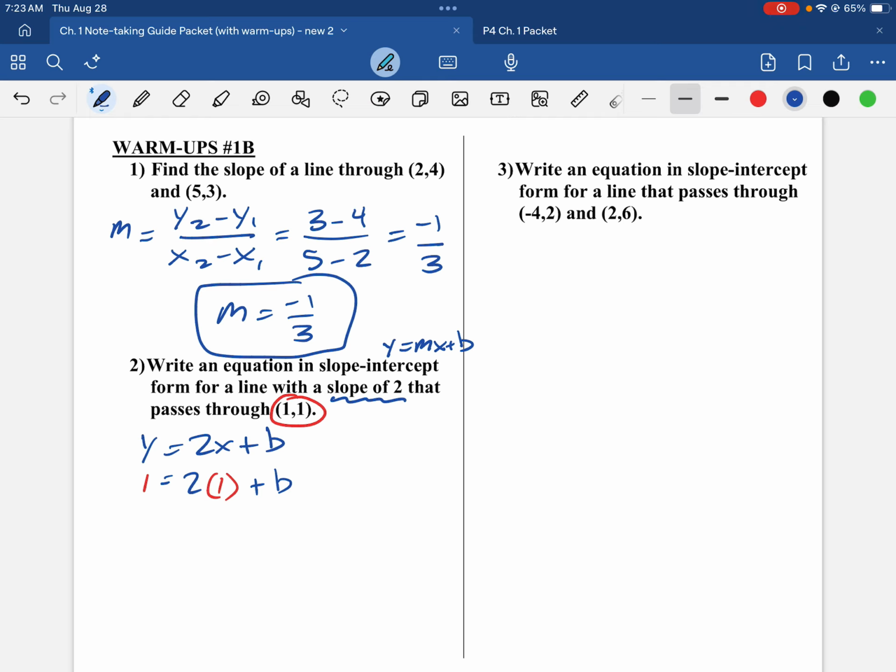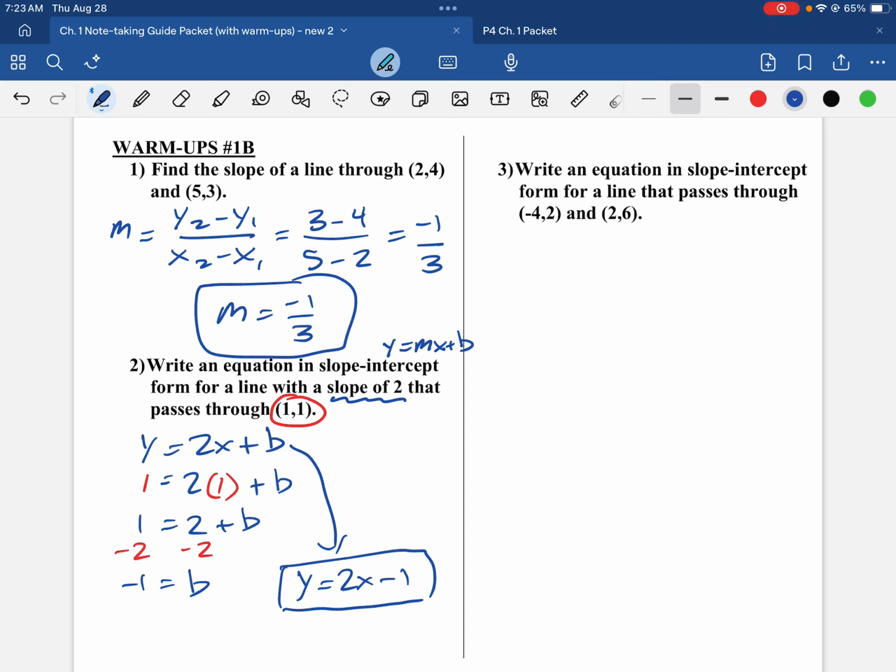Okay, so let's see, 1 equals 2 plus b. Subtract 2 from both sides. So the b then is negative 1, and then I can write my answer. You could also do this with point slope form and then convert it to slope intercept form.